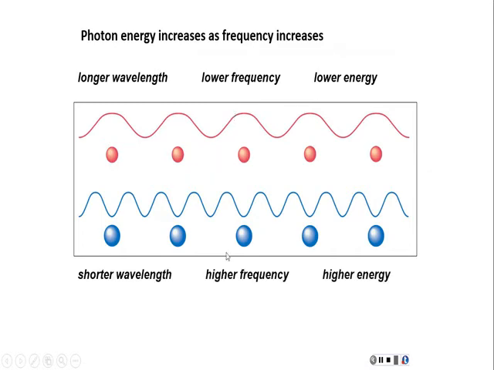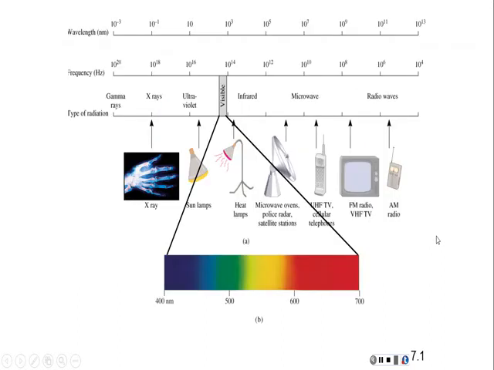And then for higher frequency, we have a shorter wavelength and also a higher energy. So these properties kind of go hand in hand. Now here's a chart right from your book. If we check this one out, this is a nice one because it gives you many different types of energy that you might be familiar with.